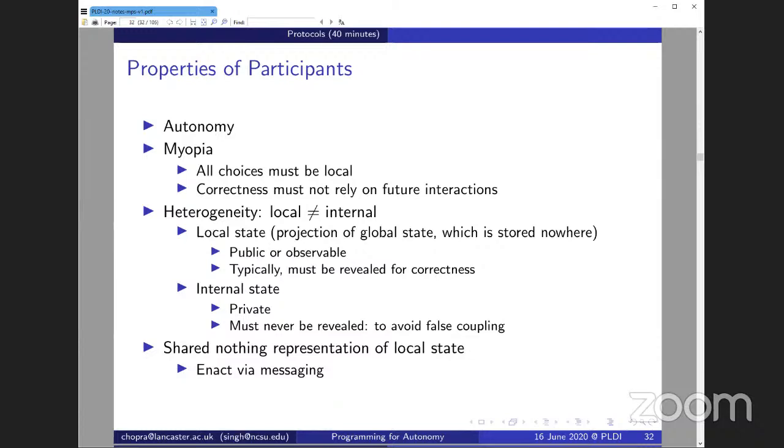So, the properties of the participants. One is, of course, that the parties are autonomous. The second is what we call myopia: the choices that a party makes must be local. So when you make a choice, you can't be relying on information that other parties have. Your choice can't be based on something that might happen elsewhere in the system. It also means the correctness of any action you take can't rely on future interactions.